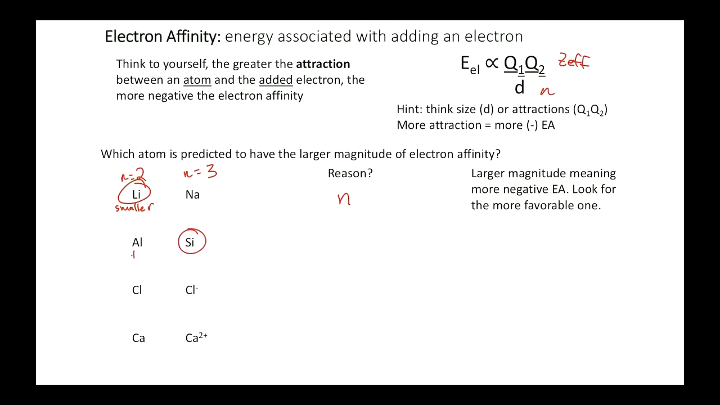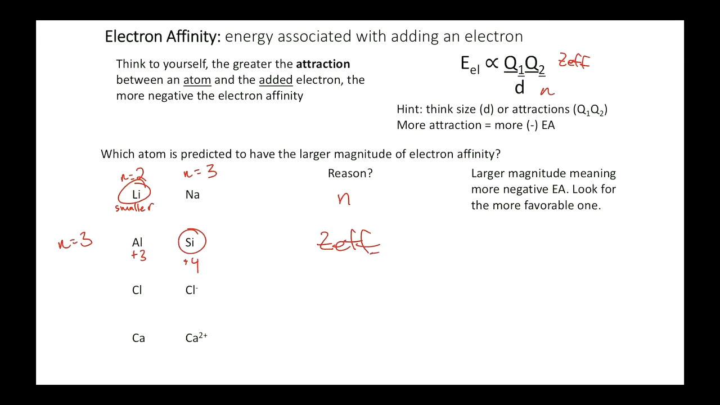Silicon, because aluminum and silicon are in the same N value, so N equals 3. So we look at Z effective, so aluminum is +3, silicon's +4. If you were an electron zipping around, are you more attracted to +3 or +4? +4, so you will spit out more energy when you become attached to a +4. So in this case, it's Z effective.